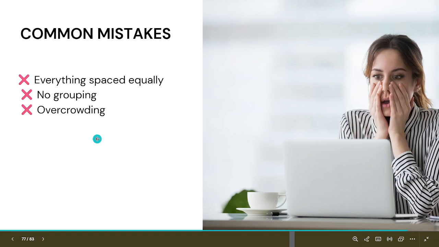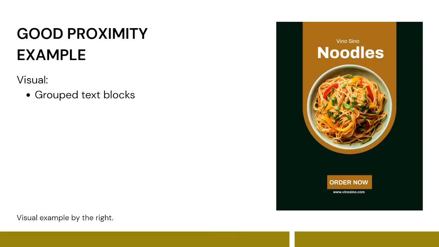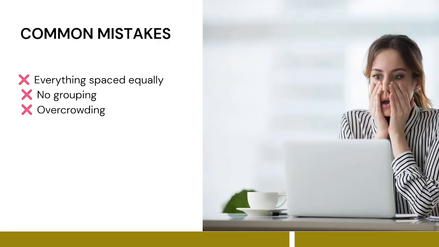So there are common mistakes people make when using proximity. Number one is when everything is being spaced equally. That is a bad example of proximity. And when there is no grouping, when your elements are not being grouped, like you can see here, the other now Vinosino, they are being placed in close proximity, and it makes them look like they're in a group.